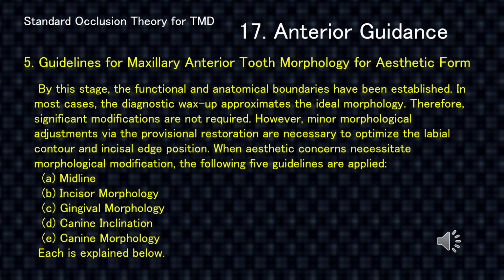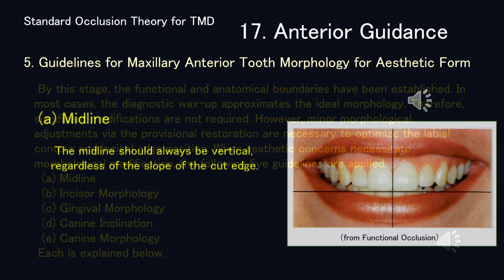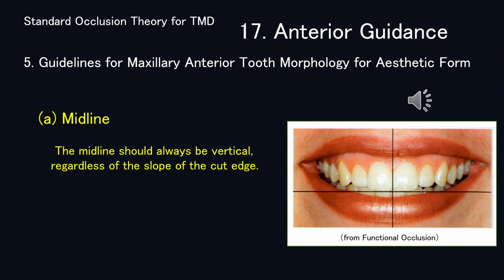When aesthetic concerns necessitate morphological modification, the following 5 guidelines are applied. A. Midline. B. Incisor morphology. C. Gingival morphology. D. Canine inclination. E. Canine morphology. Each is explained below. A. Midline. The midline should always be vertical, regardless of the slope of the cut edge.